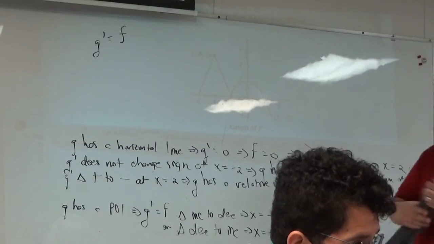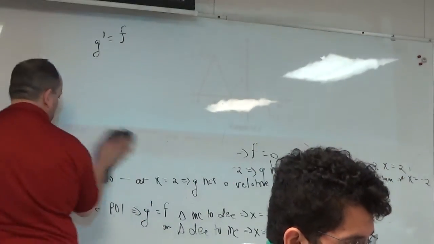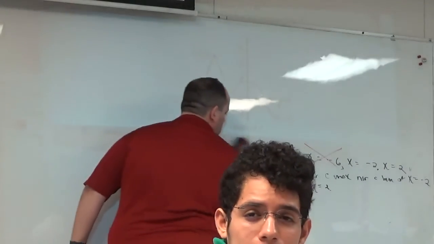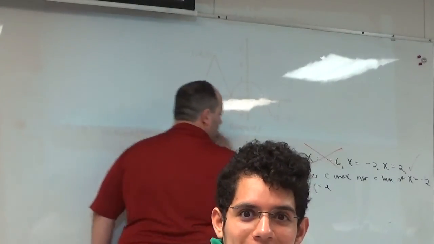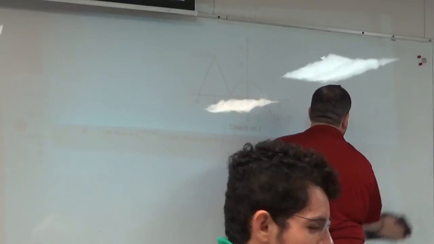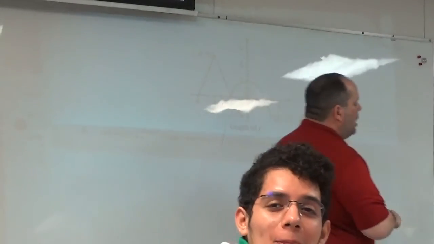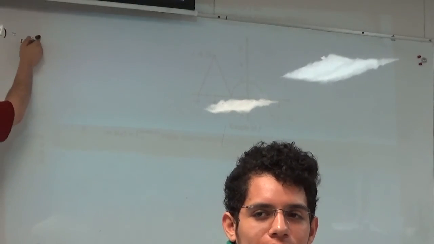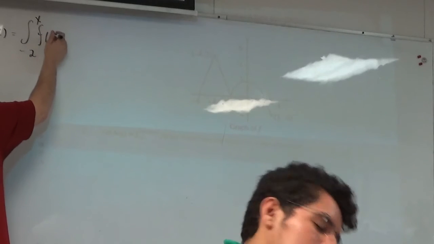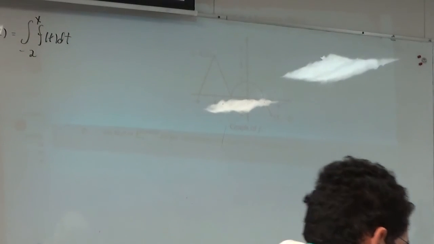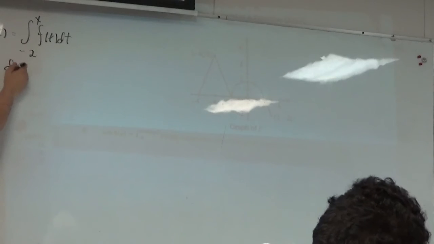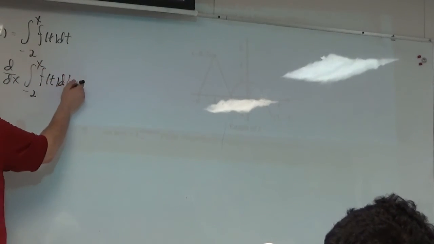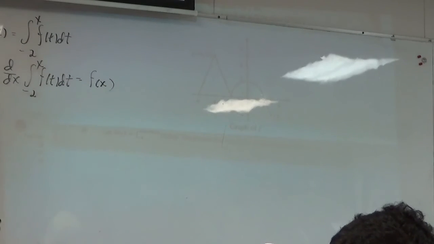You know how from the very beginning we said that G equals the integral, and that equals f of x? Then how does G prime equal f? G is the integral from -2 to x of f of t dt. G prime is the derivative of that integral, and that's what's equal to f of x.